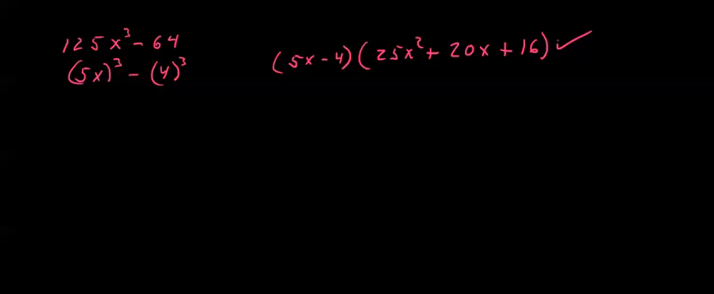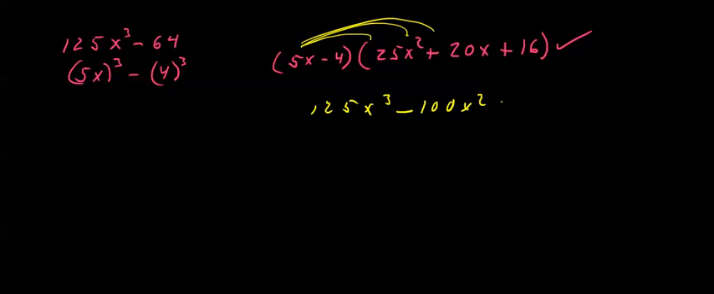And we're done. If you're ever not sure, you can always multiply this out. 5 times 25, 125x cubed, minus 5 times 20, 100x squared. 5 times 16 is plus 80. Negative 4 times 25, this is a plus. 5 times 20 is positive 100. Negative 4 times 25 minus 100x squared. Negative 4 times 20x, and this was an x, oh boy, early in the morning. 5x times 16 is 80x. Minus 80x and minus 64.